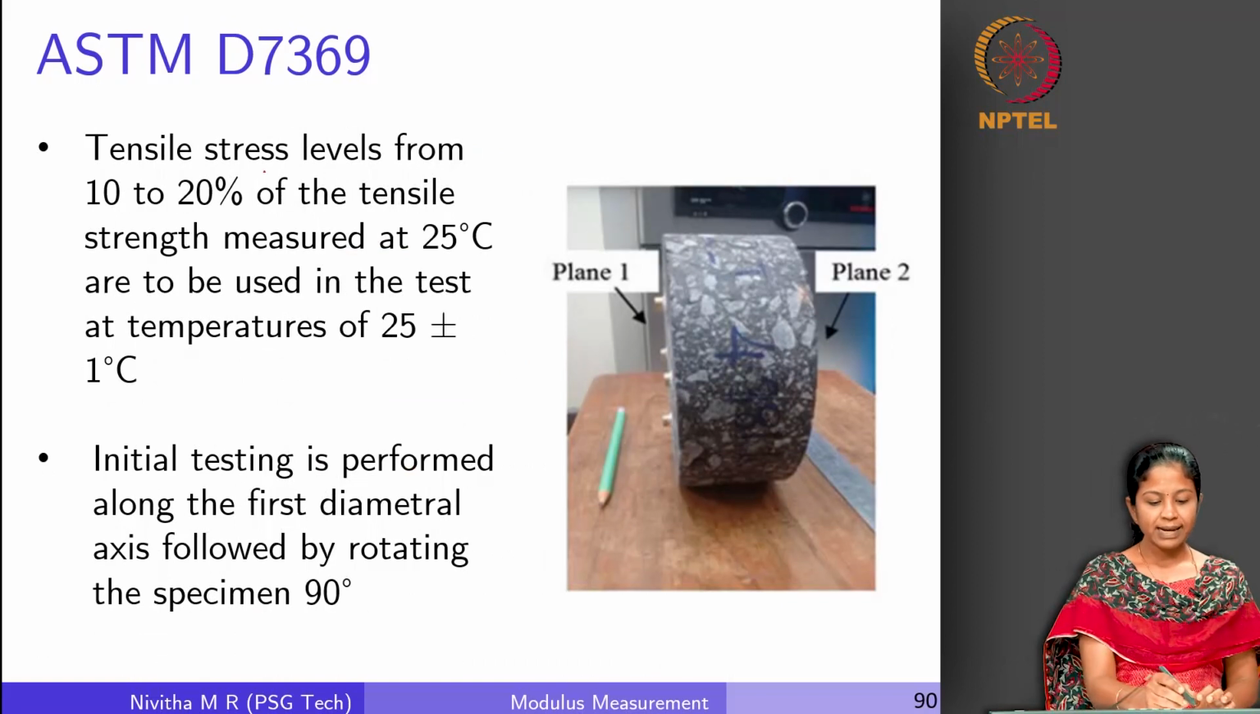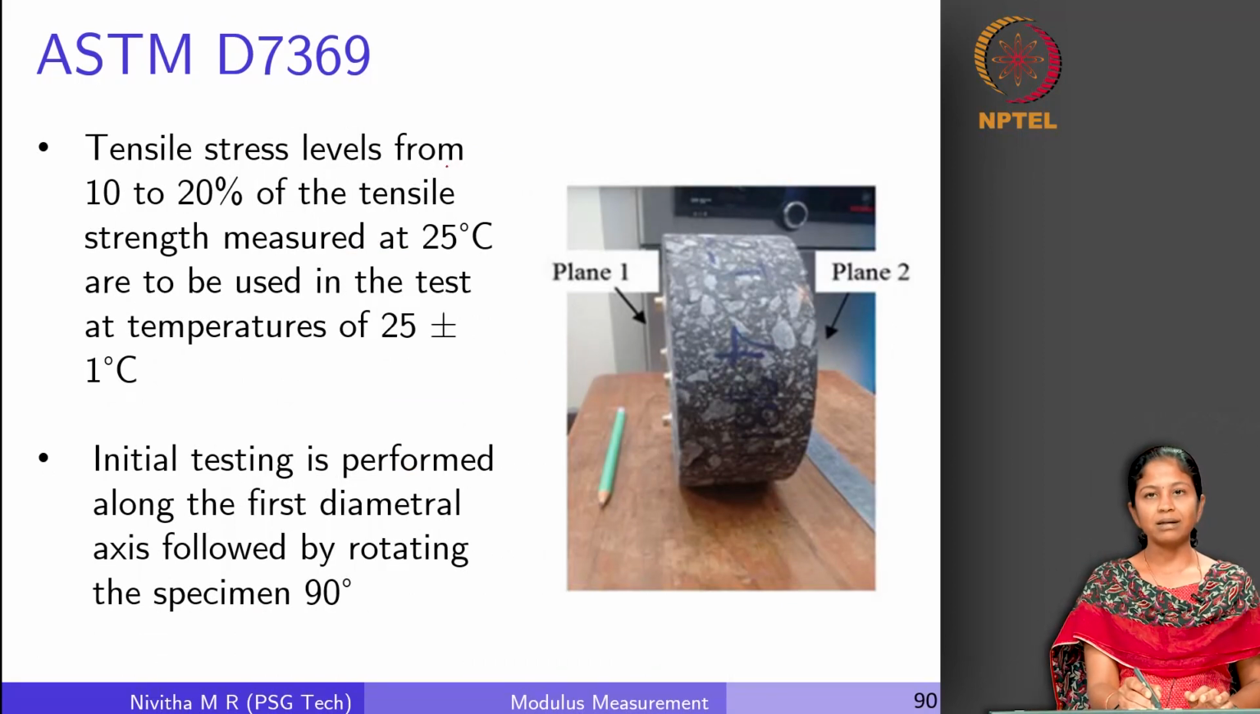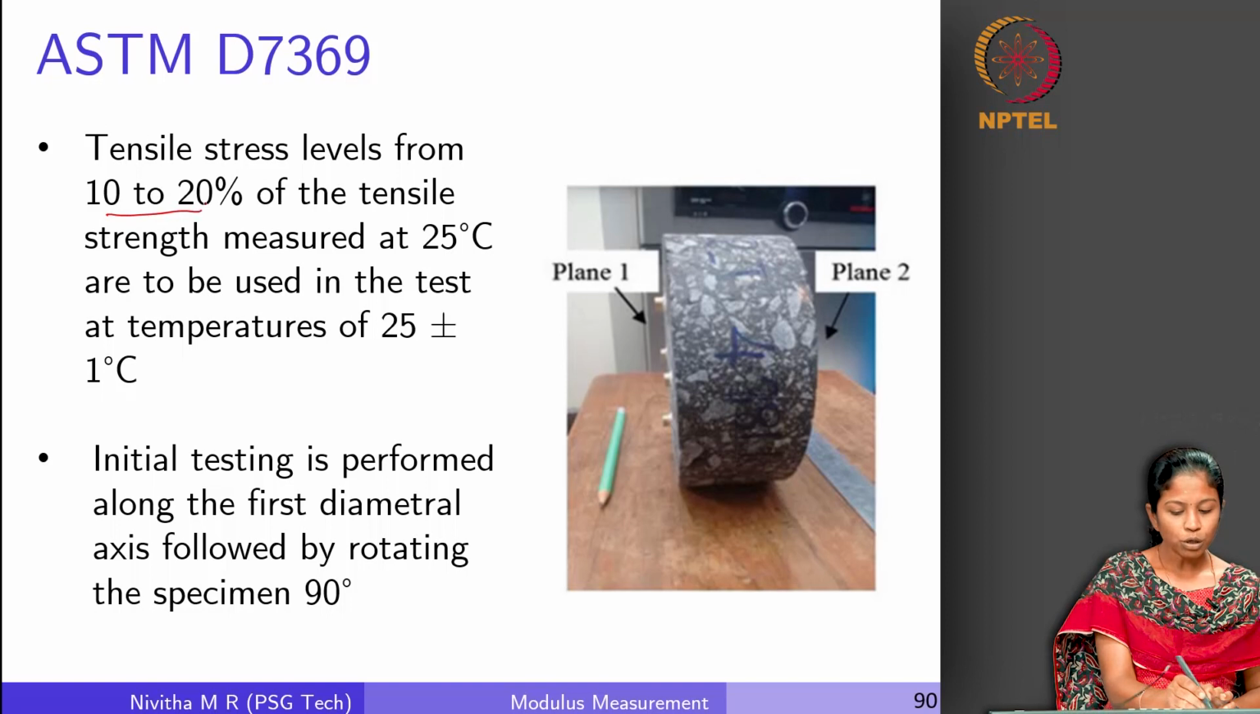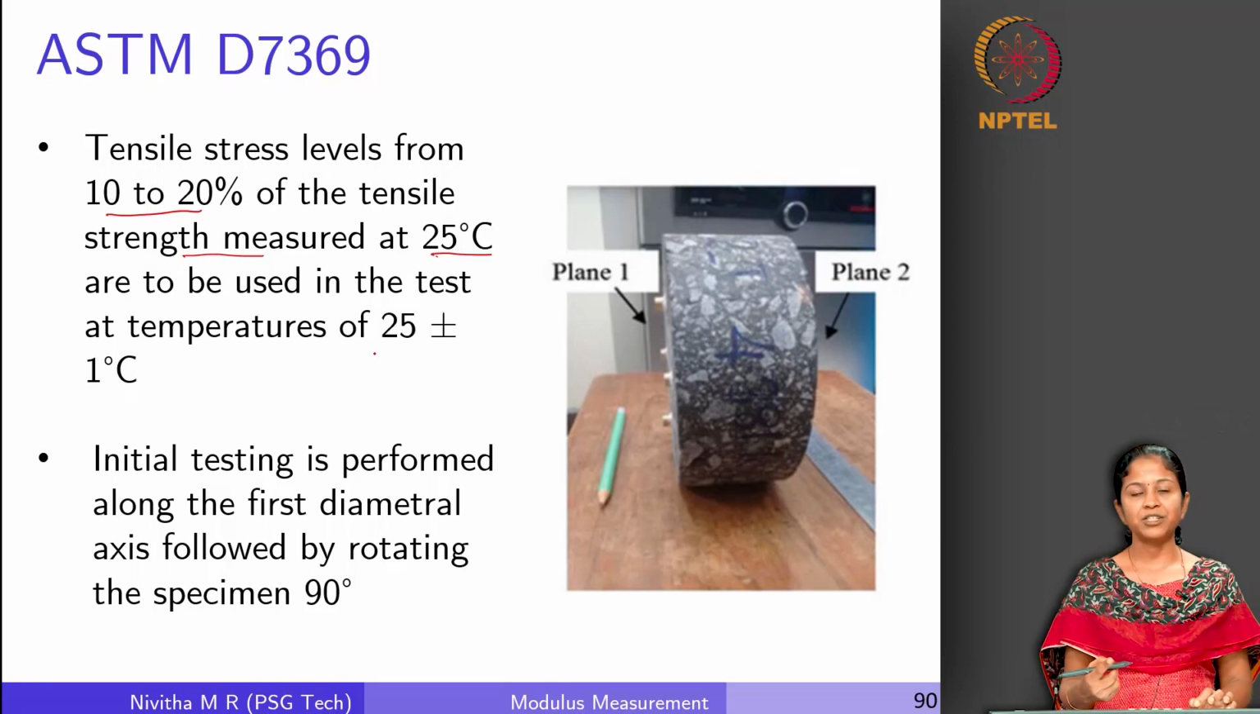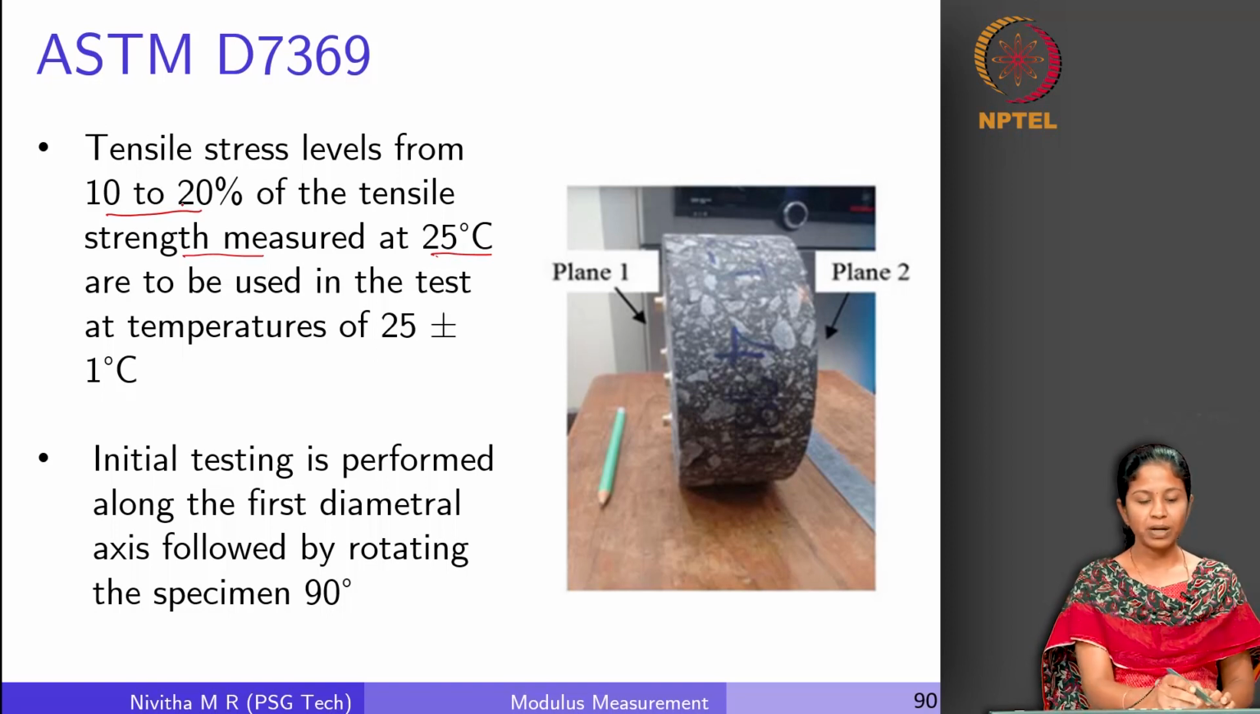And now, the tensile stress levels that are suggested to be used here are 10 to 20% of the tensile strength, which is measured at 25 degrees Celsius. Right. So, we do an indirect tension test, measure the tensile strength of the specimen at 25 degrees Celsius and then use 10 to 20% of this value for testing.